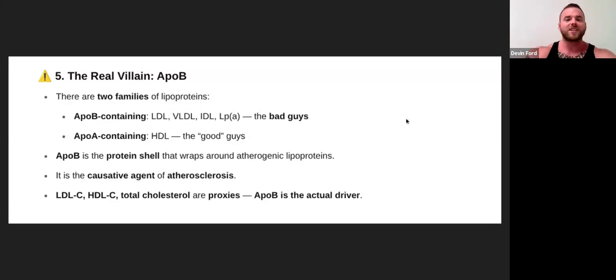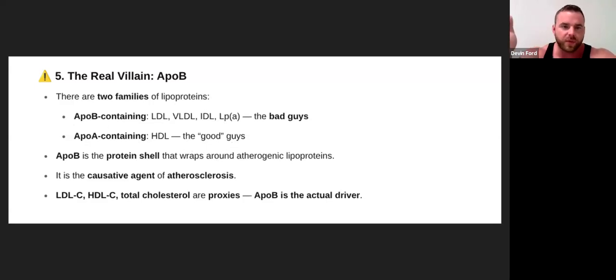So there's two different types of particles here. There's the ApoB containing particles, which, as you probably would have guessed, is all the L's, right? The LDL, the VLDL, the IDL, and the LPA. The bad guys. They do contain ApoB. This is why LDL is looked at more and thought of as bad, and HDL is looked at as good, but it's a very incomplete picture, right? HDL has ApoA. It does not have ApoB. So these guys are good.